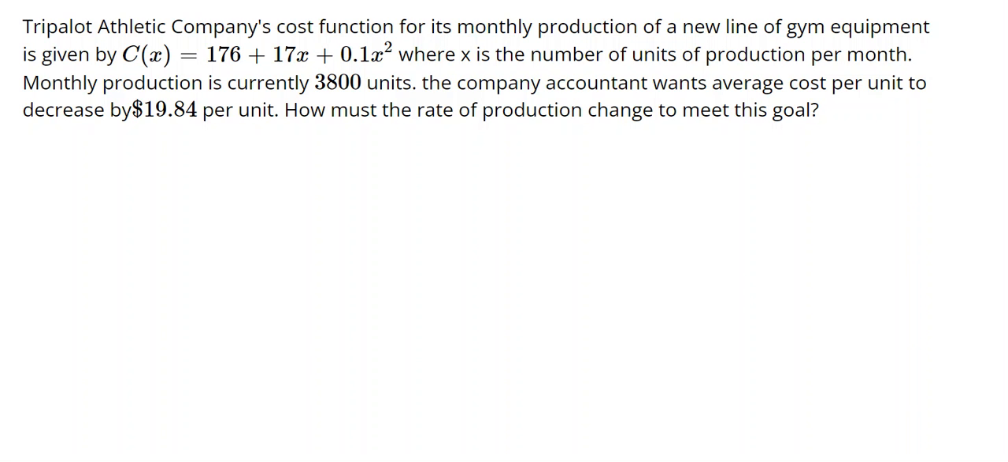All right, we have another related rate problem. Now, when you see a problem like this, you read it through. How do you know that it is a related rate problem? Well, sometimes you have to read to the very last sentence where it says, how must the rate of production change to meet this goal? So we're looking for a rate, how something is changing. That tells us we have a related rate problem.